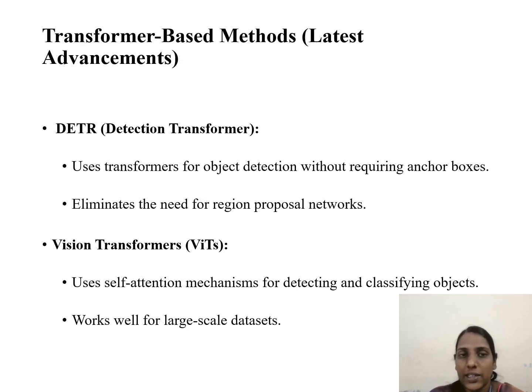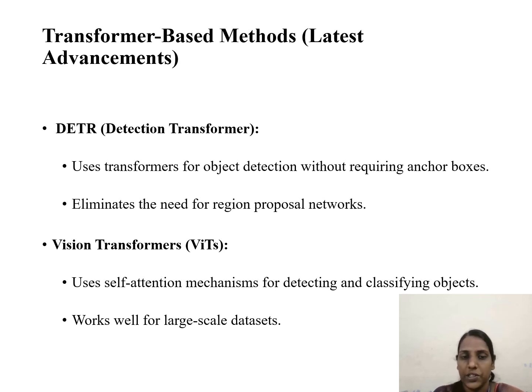The third one is the transformer-based methods. This is the latest advancement. In this we are going to see two: one is DETR, the detection transformer, and the other is the vision transformer. The detection transformer is trending now. It uses the transformer for object detection without requiring any anchor boxes. No region bounding boxes are required here. It eliminates the need for the RPN.